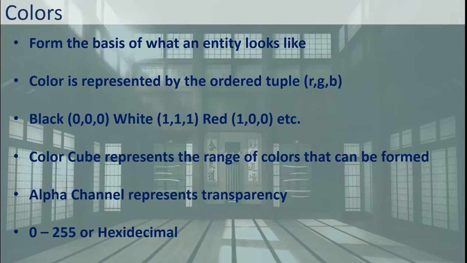So the next topic we need to talk about is colors. You should be very familiar with how colors work from your HTML class. But basically, colors form the basis of what an entity looks like. Generally we represent color with an ordered tuple. An ordered tuple is just a list of three values. For color it's usually RGB, which represents red, green, and blue. So you'll usually see values such as 0,0,0, which represents black, 1,1,1, which represents white, 1,0,0, which represents red. So can you guess what green would be?